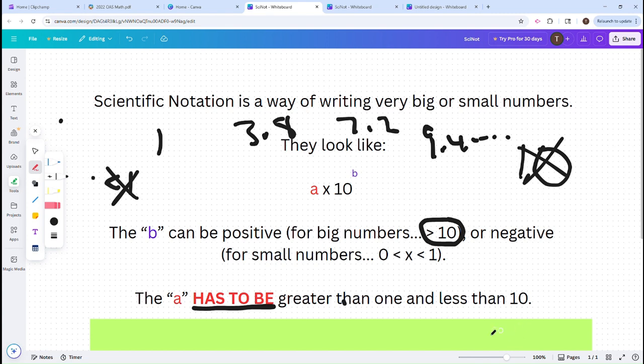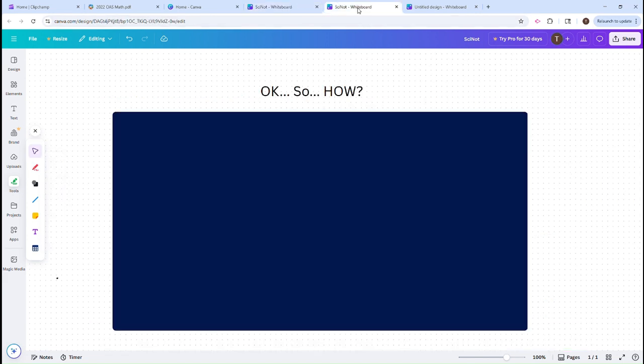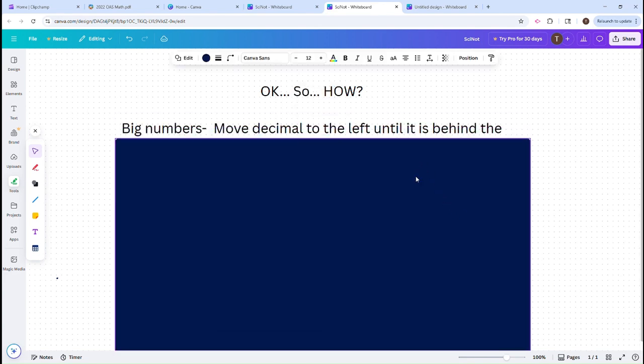But the A has to be between 1 and 9.9 repeating. All right. So, how then do we write these numbers in scientific notation? Well, it all has to do with the decimal.